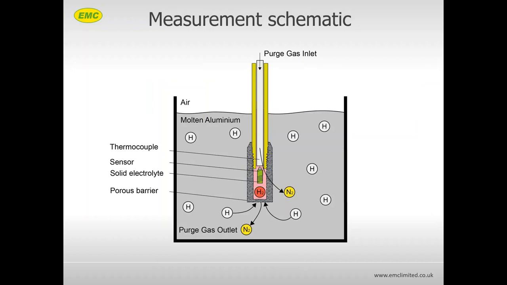The schematic of how HiCal makes the measurement. First thing to note is the ability to pass a purge gas through the probe, which serves two functions. First, we can put an inert gas through, which purges the probe prior to measurement. Or we could put through a hydrogen-containing gas, a gas of a known hydrogen concentration, which can be used to provide a validation of probe function.